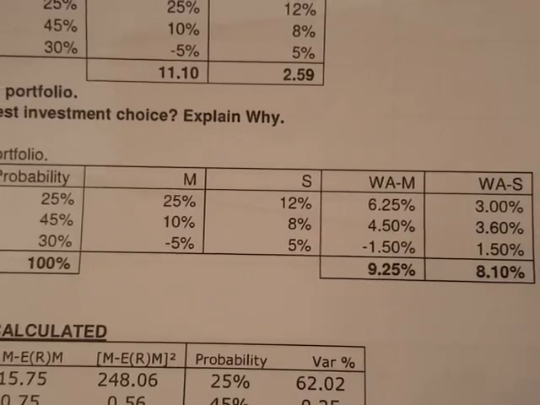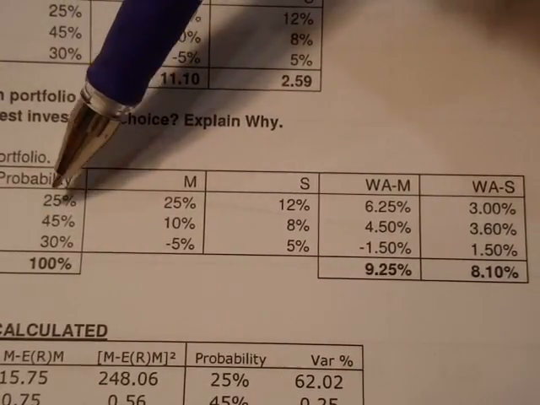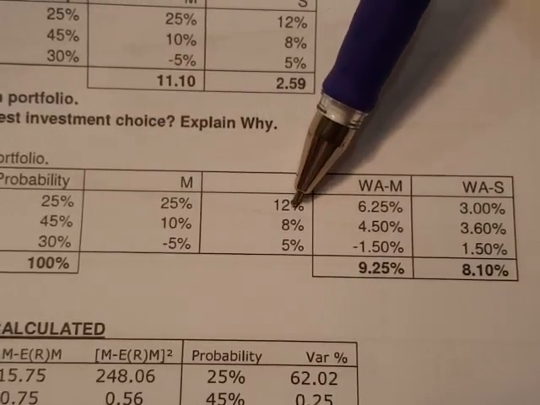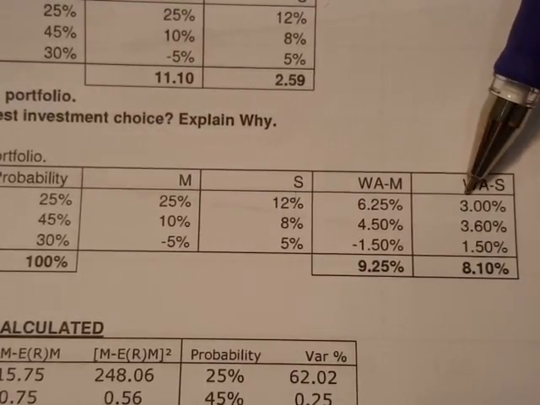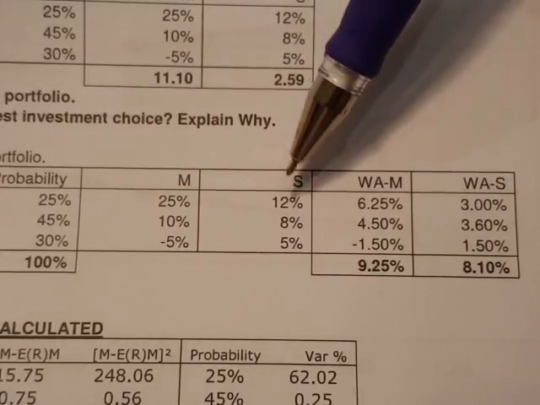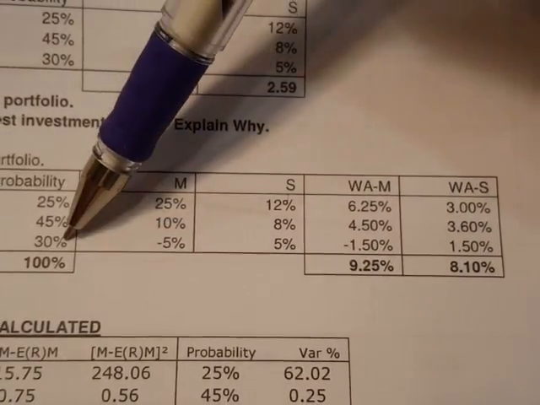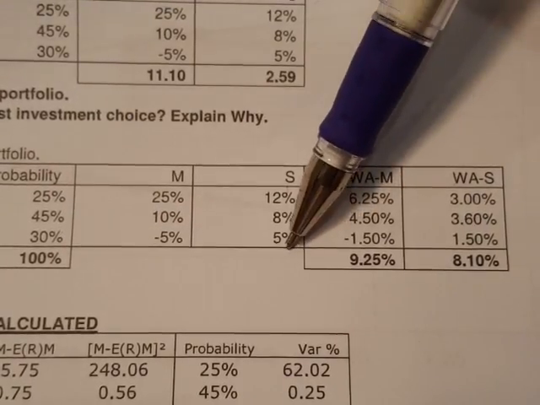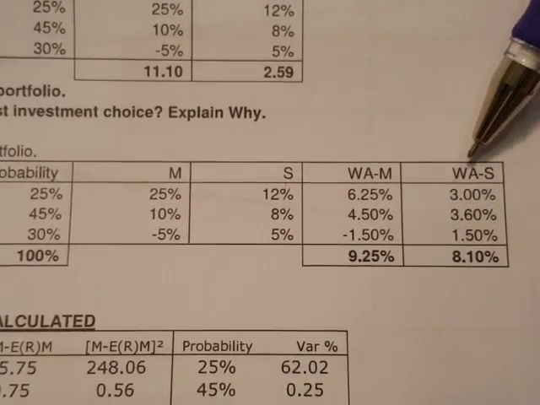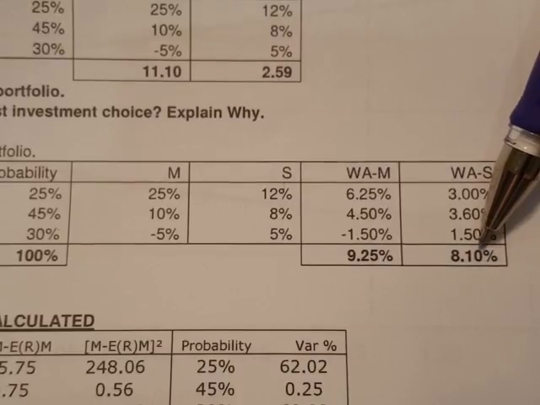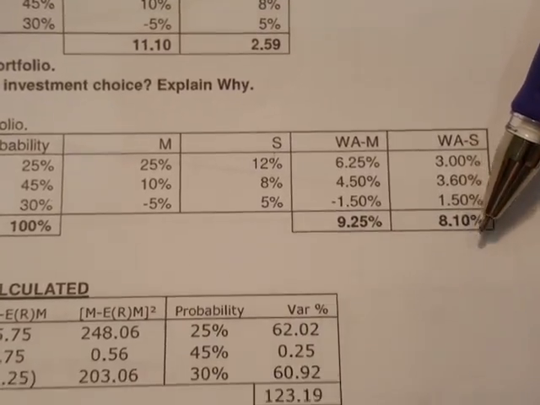Do the same thing for share S. Take the probability times return for share S, you get this. Probability times return for share S, you get this. This will be your average return for S. Probability times return for share S, you get this. Add all this together, average return for S is 8.9.